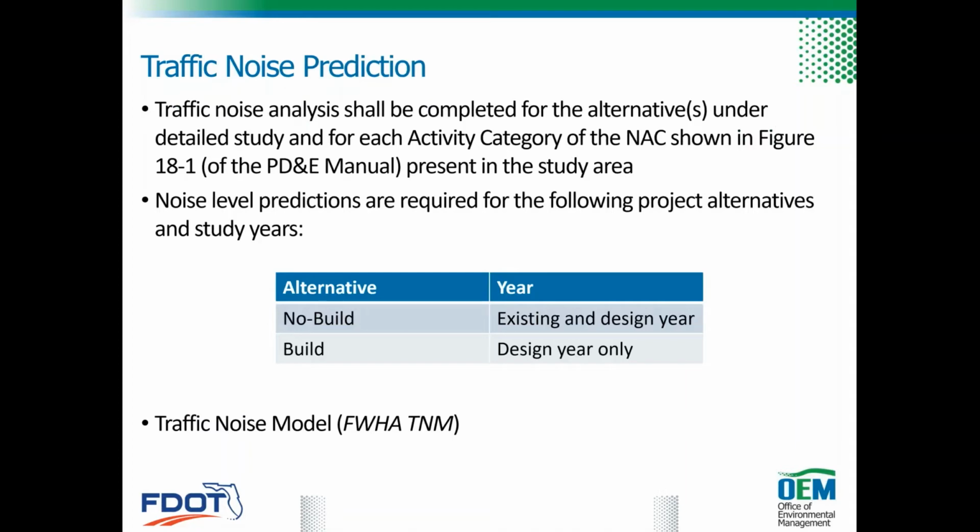For traffic noise analysis, for prediction, the analysis shall be completed for the alternatives under detailed study, and for each activity category under the NAC as shown in the PD&E manual, Figure 18-1, in the study area. The noise level predictions are required for the no-build alternative for existing and design year, and for the build alternative for design year only. The FHWA requires that the Traffic Noise Model, or TNM, be used for modeling traffic for these years.